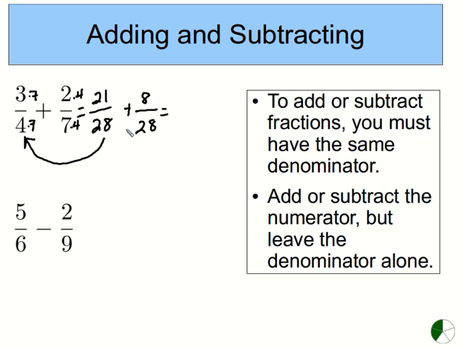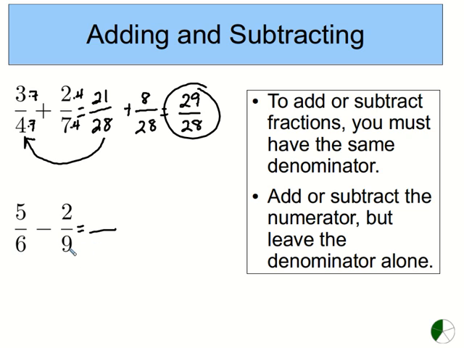And then to add two fractions, I just need to combine the numerators. 21 plus 8 is 29, and the denominator stays the same. Subtracting two fractions is very similar. That's why we're doing them together. Again, we need a common denominator.